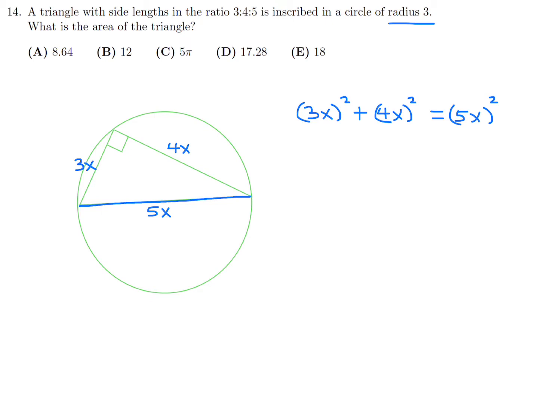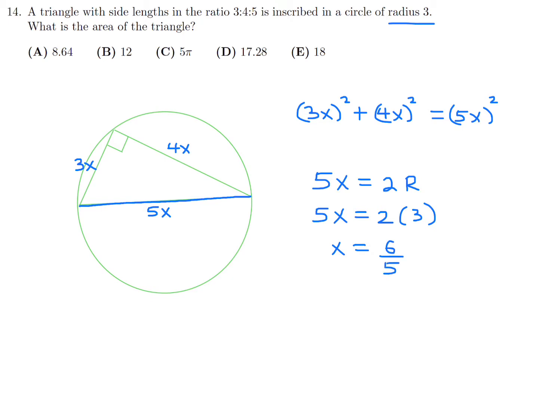That is the rule. So that basically means that 5x is equal to the diameter of the circle, and the diameter is equal to 2 times the radius. So 5x is equal to 2 times 3, because they tell you that the radius is 3. So that means x is equal to 6 over 5.